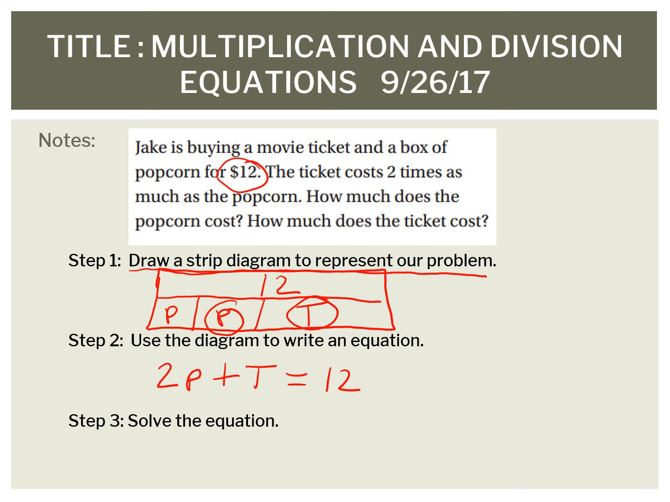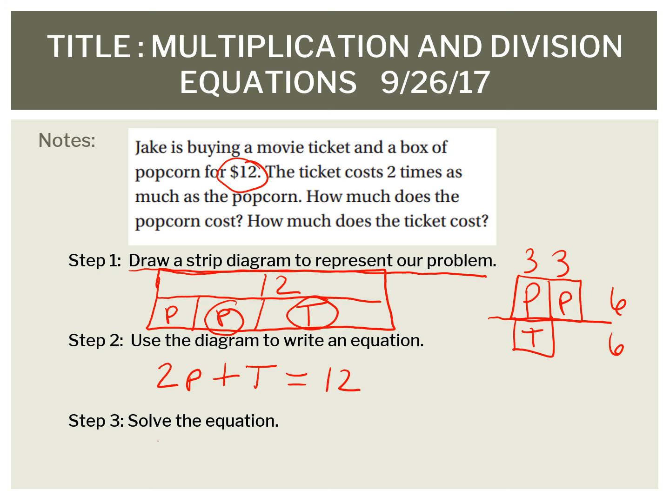Now we have to solve this equation. Well, I'm going to go ahead and do a little bit of guess and check here. So I know that half of 12 is 6. So half of 6 is 3. So then 2 times 3, my popcorn is $3, plus T, which is $6, equals 12.